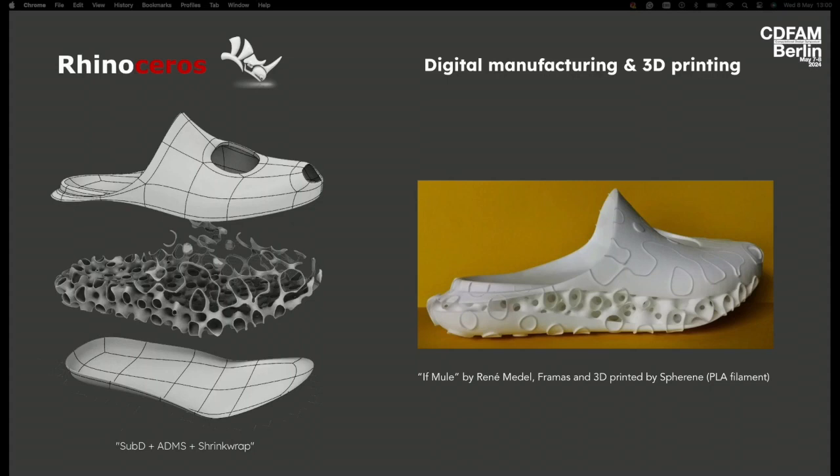It supports a variety of file formats that are compatible with 3D printing, and hopefully we will also soon have the 3MF format. The example on this slide shows something that you have probably seen in the exhibition area. It's a footwear designed by René Meder that he realized together with Verena, the ADMS model by Verena, and it was created in Rhino using SubDs.